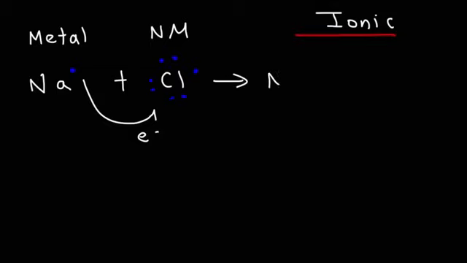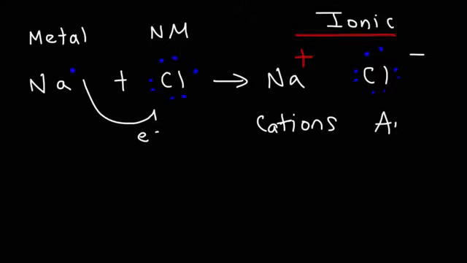So in this reaction, sodium is going to turn into the sodium plus ion, which is known as a cation. Positively charged ions are called cations. Now chlorine, when it acquires an electron, becomes chloride. So now it has 8 electrons. It's going to now have a negative charge. Negatively charged ions are known as anions.